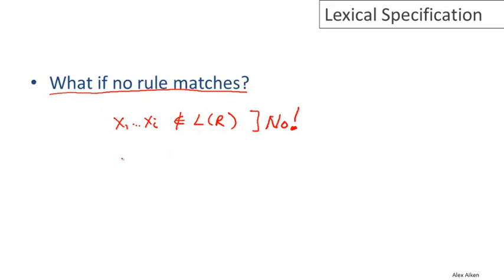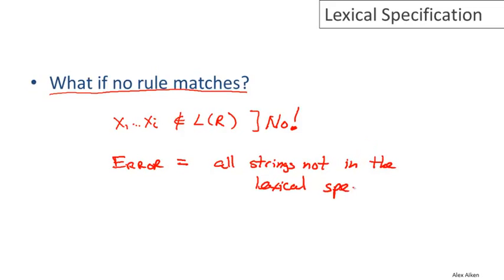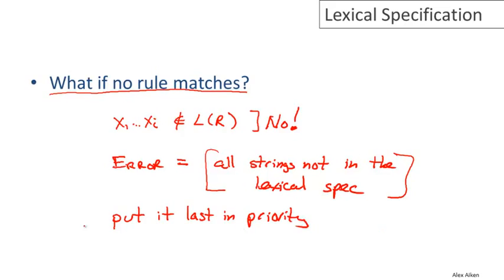Okay, so what we want to do instead is to write a category of error strings. So all the strings not in the lexical specification of the language. So we write out a regular expression. Again, this is another regular expression here for all the possible error strings, all the possible erroneous strings that could occur as invalid lexical input. And then we put it last. Put it last in priority so that it will match after everything else matches.